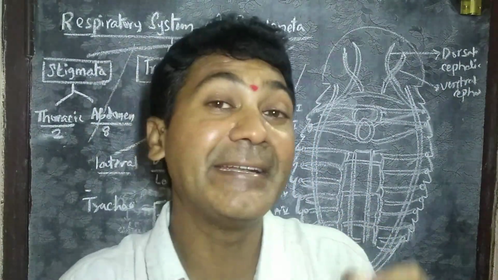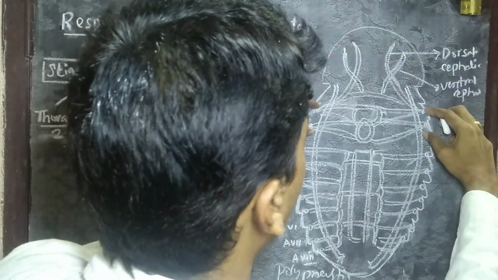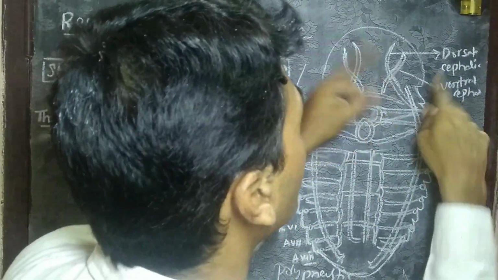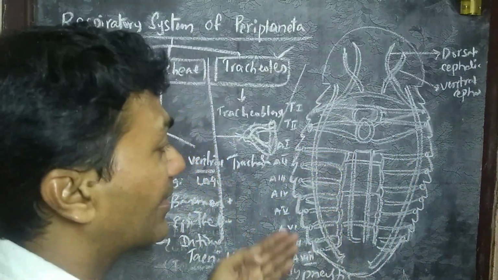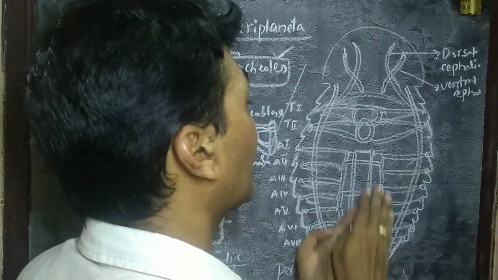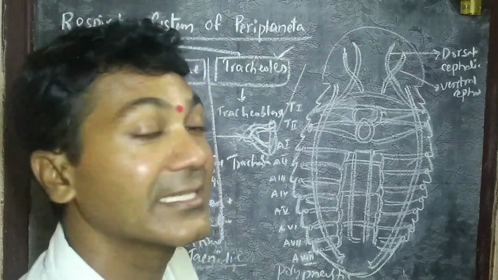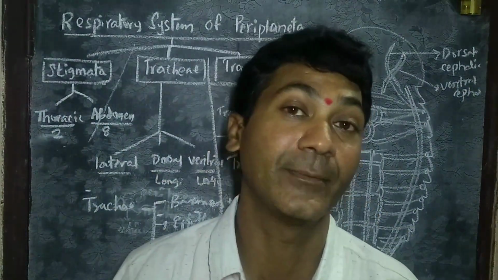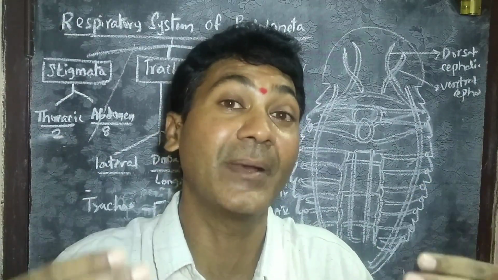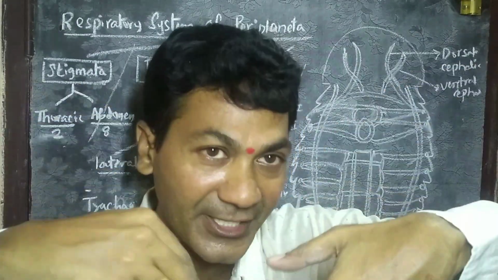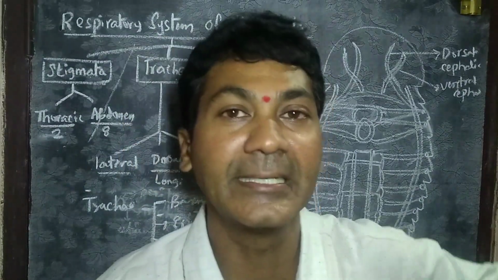While air is entering inside, the thoracic stigmata valves remain open, and the valves of the abdominal stigmata remain closed. So what happens when it expands? Air rushes through the thoracic stigmata, not from the abdominal stigmata. So the thoracic stigmata help in inspiration to get air inside. Clear? So this is regarding inspiration.